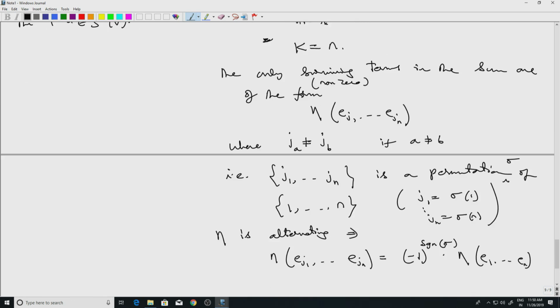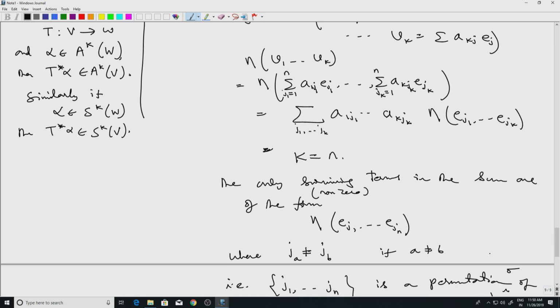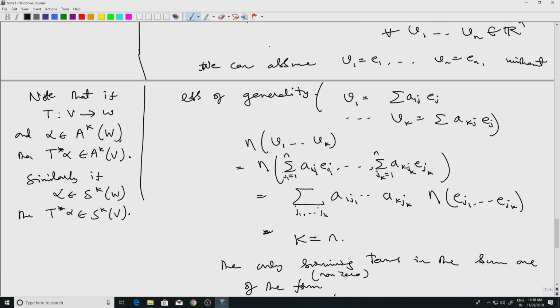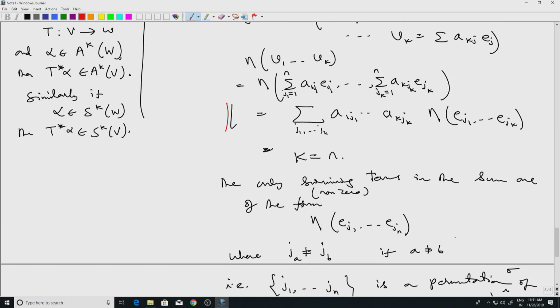So in short, what we are saying is that we started with eta of V1 up to Vk. Then we used multilinearity to break it down to an expression of this type, to get a sum here. And then we looked at each term in the sum. The coefficients a1, aj are fixed by the vectors, but what is of interest is these terms here, eta of ej1, etc.